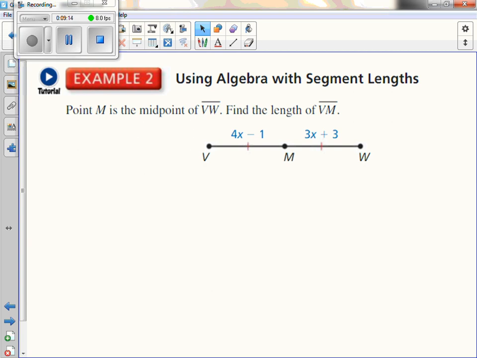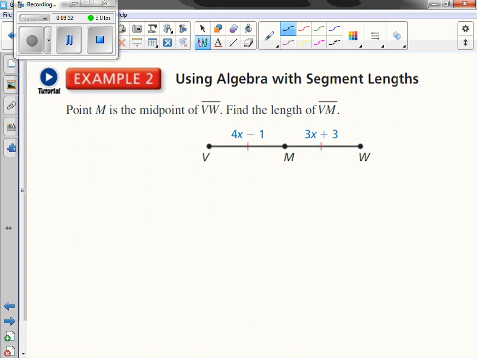Now this one here is a little bit different because they didn't give us actual numbers. They didn't give us numbers for what it is. They didn't tell us that VM is 4 feet, or MW is 27, or that VW is 30. They didn't give us these numbers, but they gave us two equations. And what we know about these two equations is that this line segment here and this one here are equal. They have the same measure. They have the same length. So what we can do with this here, and because M is a midpoint, is we can set them equal to each other. We can set 4x minus 1 equal to 3x plus 3. We'll set them equal to each other.